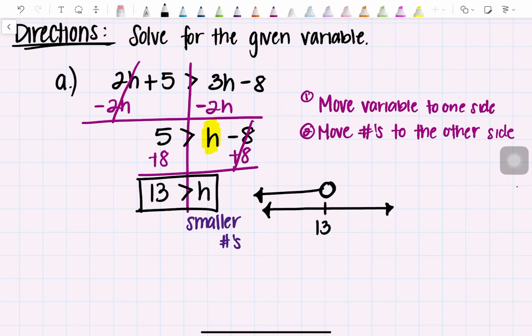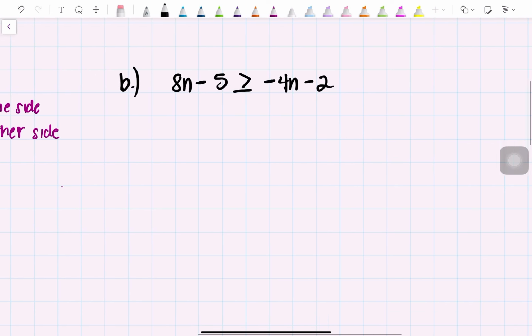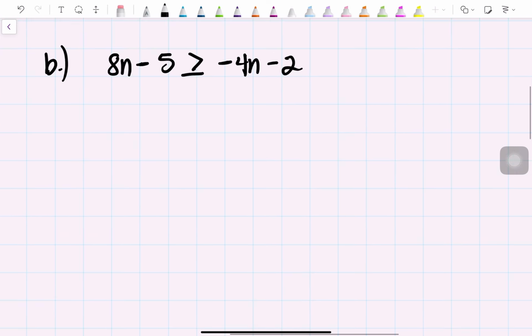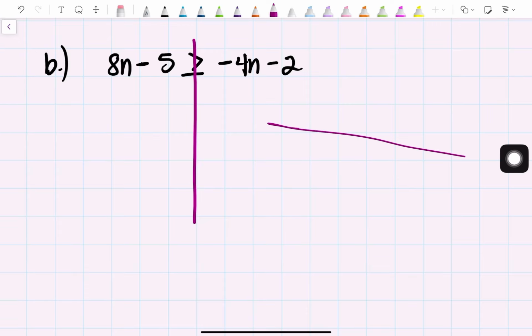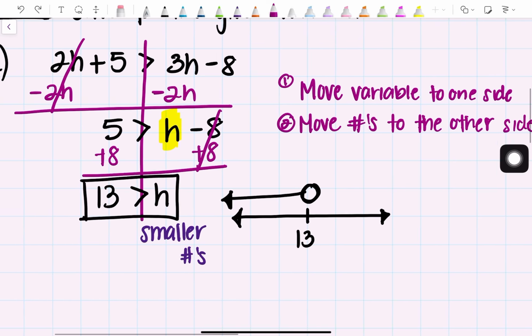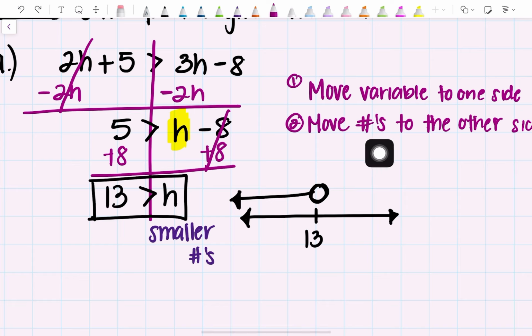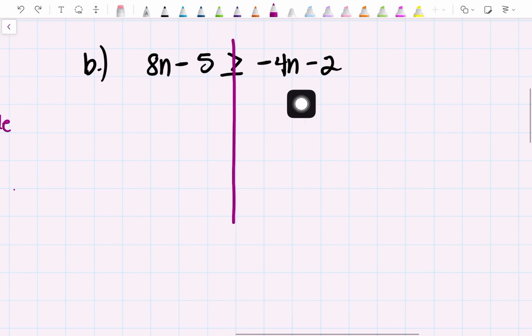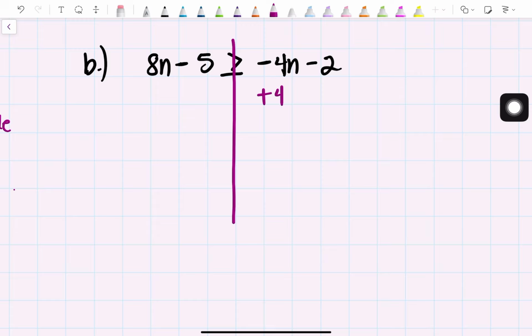All right, let's check out the next one. Same idea: move numbers to one side, letters to the other. Let's start off with my variables. On the previous one, I moved the variable that was on the left to the right. Now the variable is on the right, so I'm going to move it to the left. Notice it's negative 4n, and I'm going to add a 4n and add a 4n.